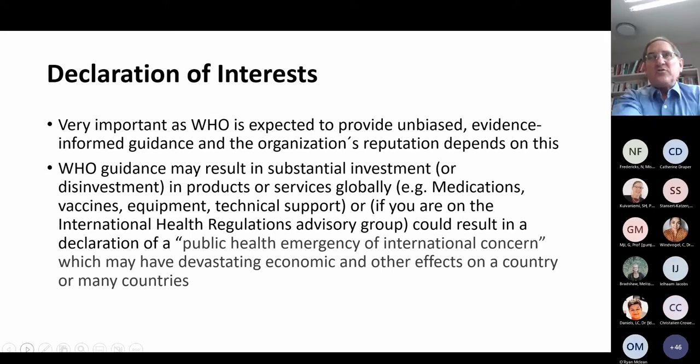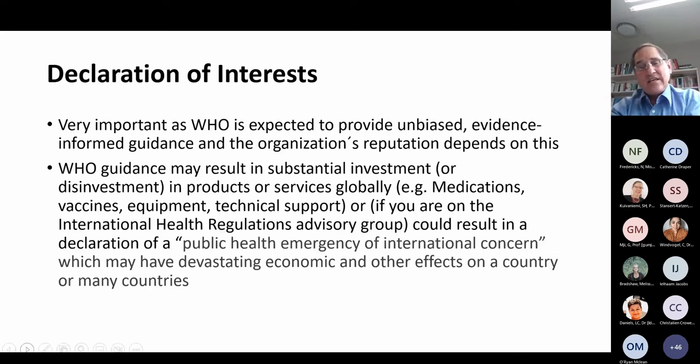So I'm going to talk a bit about my experience of working in WHO and before that as an academic, related to declarations of interest and potential conflict of interest within the WHO. I'm going to start by saying that declarations of interest and the potential for conflict of interest in the advice that WHO receives, or among the staff of its own institution, is very important because WHO is expected to provide unbiased, evidence-informed guidance, and the whole of the organization's reputation depends upon this.